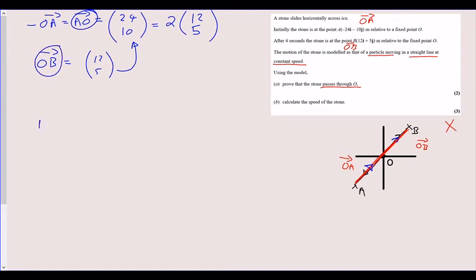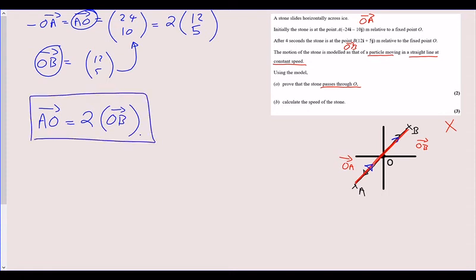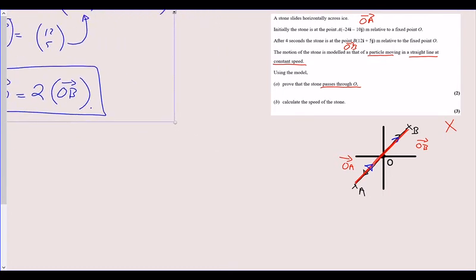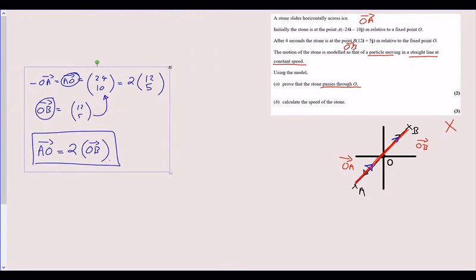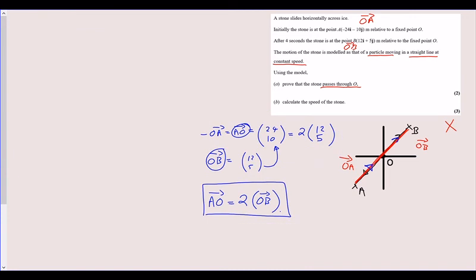So I can write it out like this. So AO is 2 lots of OB. So that's my indication there that the two vectors are parallel. They share a common point O, and this particle is traveling in a straight line, so it must pass through O. Just collect those together, put them to one side. And then focus on the next part of the question.